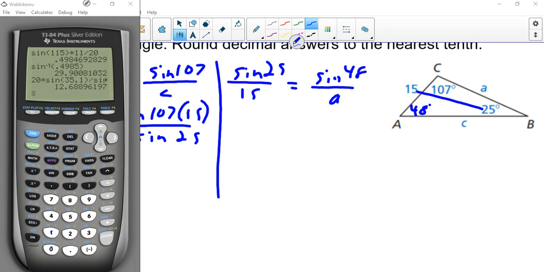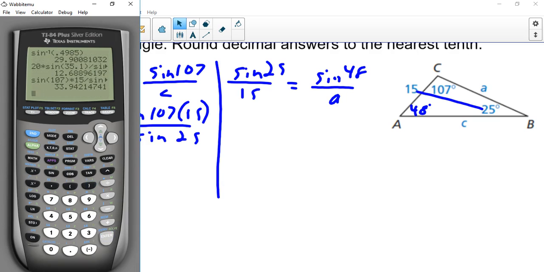sine of 107, close parentheses, times 15 divided by sine of 25. And that tells me that C is 33.9, because the 4 tells it to round out.